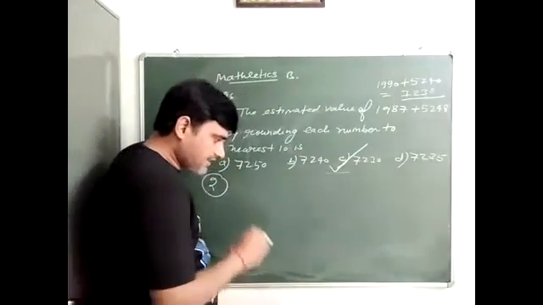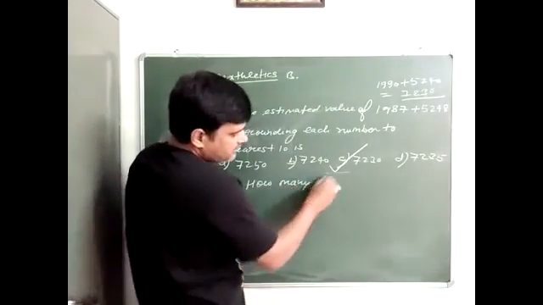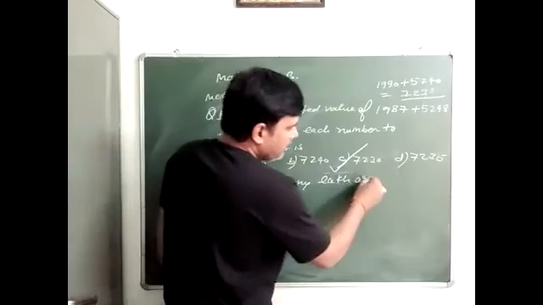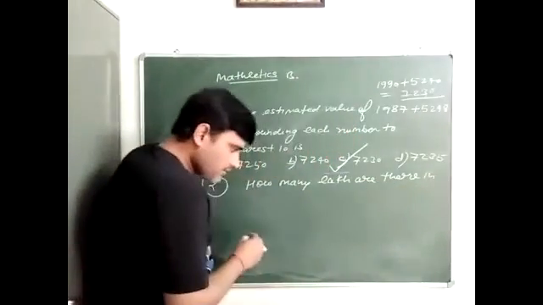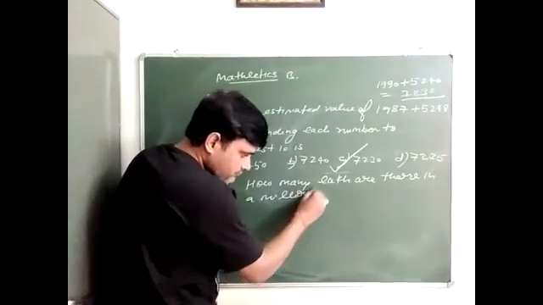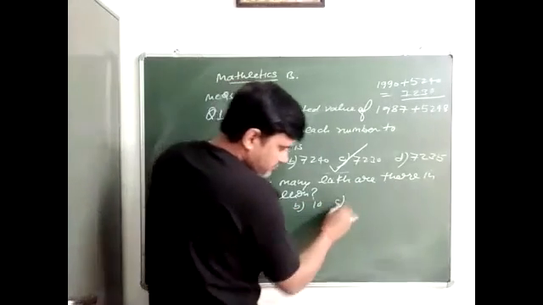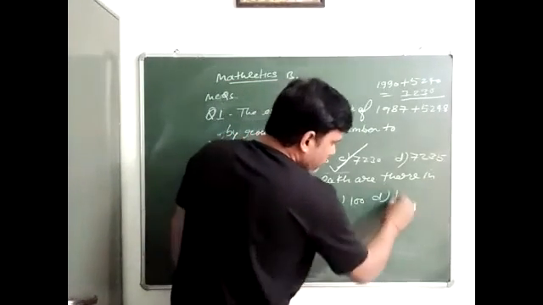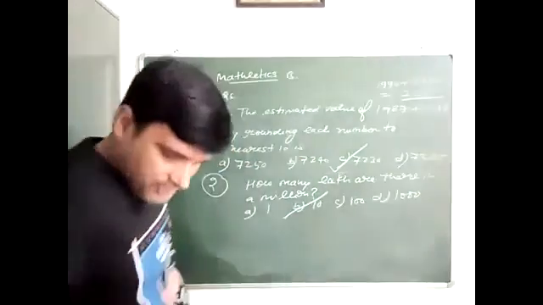Now 2. How many lakhs are there in a million? 1, 10, 100, and 1,000. In 1 million, there are 10 lakhs. Now, question number 3.